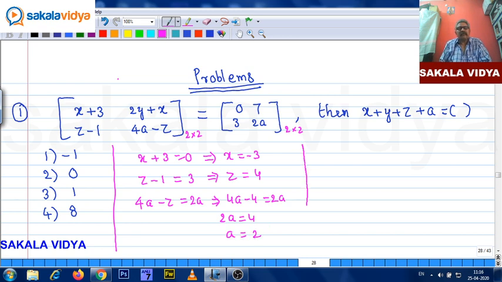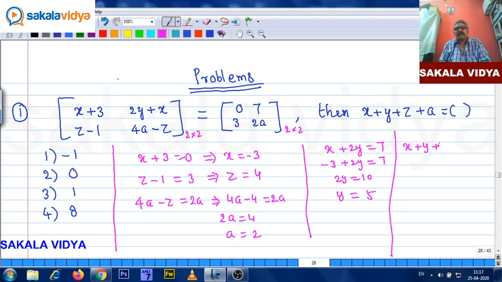Just we need the y value now. So x plus 2y is equal to 7. So minus 3 plus 2y is equal to 7, 2y is equal to 10, y is equal to 5. Now you can find x plus y plus z plus a: x is minus 3, y is 5, z is 4, a is 2. That means 4 plus 2, 6 plus 5, 11 minus 3, 8. So the answer is 8.